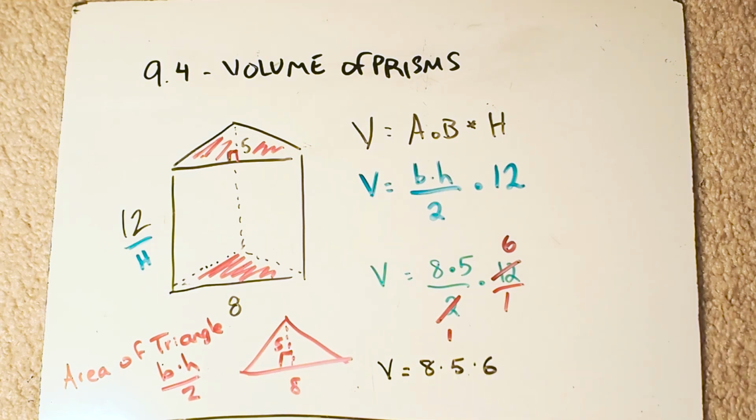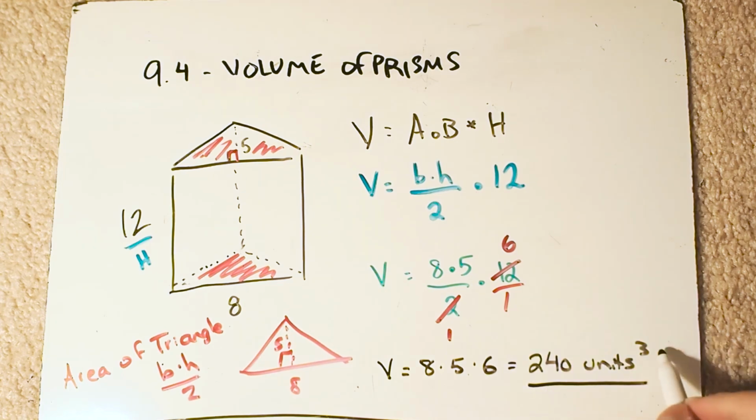The problem doesn't give you any units, so you're just going to write units cubed. So the answer you'll get is 240 units cubed, with this little 3 attached to the units, not to the number here.